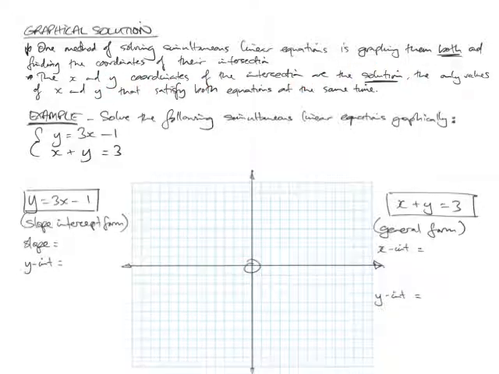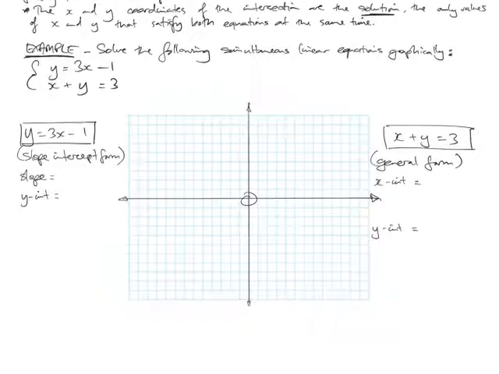So the point where they intersect is going to have an x coordinate. That's the solution for x of both equations, and it's going to have a y coordinate. That's going to be the solution for the y for both equations. The only values of x and y that satisfy both equations happen at the intersection of the two lines.